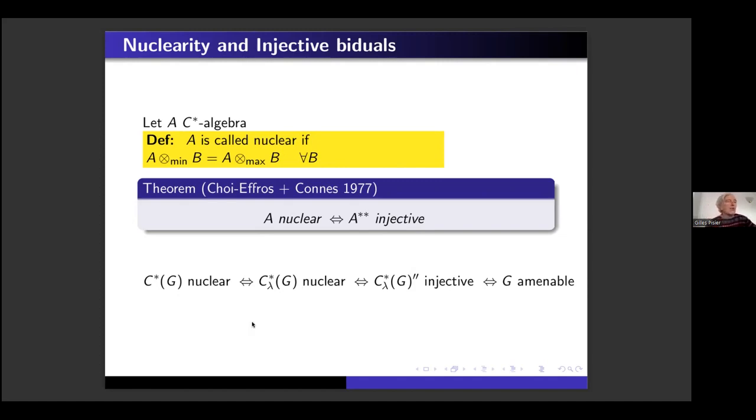As for groups, I pointed out here that amenable groups are really the best of groups for all these properties. Amenable groups give you C-star algebras that have all the properties. So C-star G is nuclear, C-star reduced is nuclear. In fact, they coincide when G is amenable. This is the same C-star algebra. And this is the same as saying that the von Neumann algebra generated by the reduced one is injective.